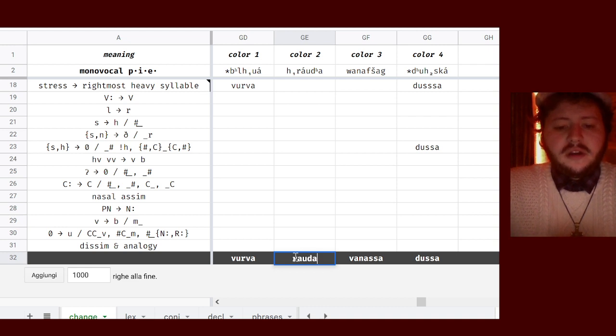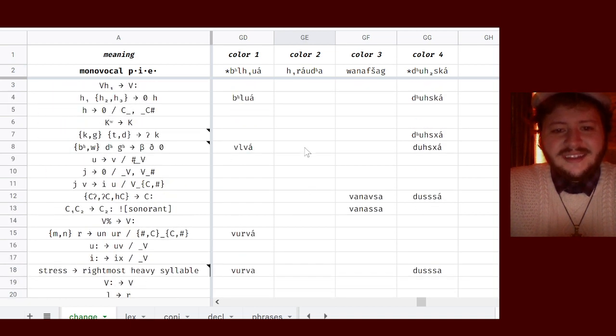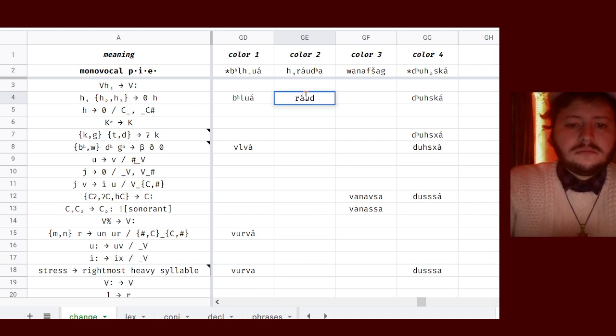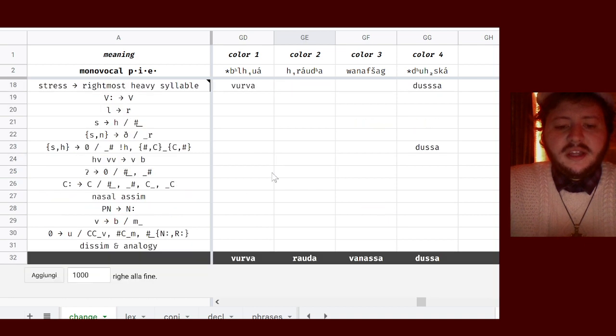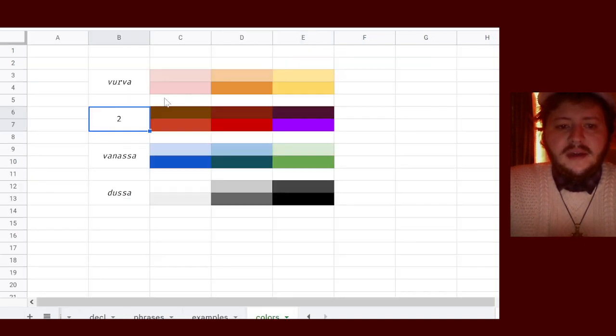I kind of like ralda better. But ralda is almost exactly just the Germanic root for red. It's not super special, but it doesn't need to be. It can just be normal. It can just be basic, this one, because all my other color ones are pretty unique. Yeah, I'm happy with that.